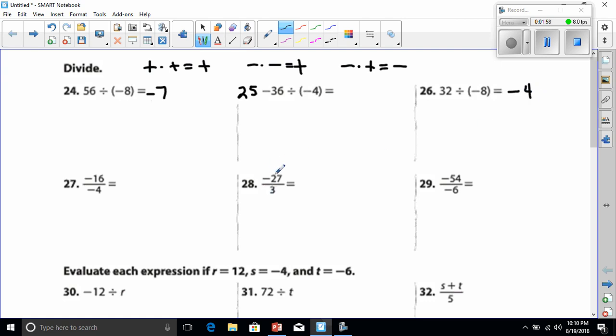Number 28 says -27 over 3. And remember, every single fraction is really a division problem. So -27 is being divided by 3 in this question. First of all, 27 divided by 3 we know is 9. And now we have to remember a negative number divided by a positive number is going to leave us a negative number.